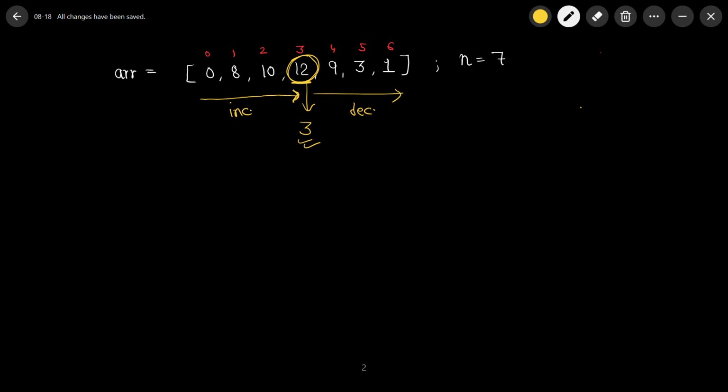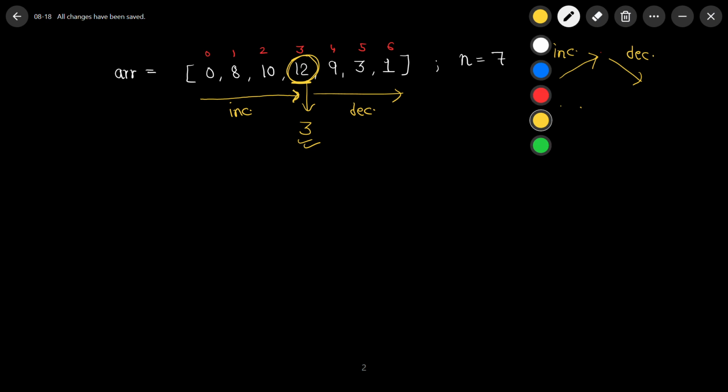So let's head over to the approach of solving this. Since our array is sorted, I know it's not completely sorted, but it's sorted in parts. The first part is sorted in increasing order, and then the second part is sorted in decreasing order. So we would be utilizing binary search for this.